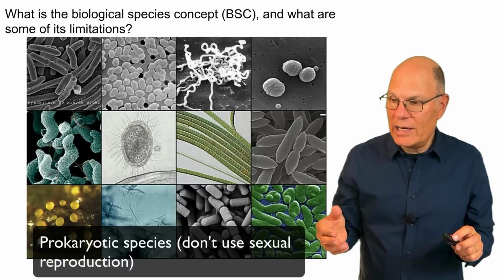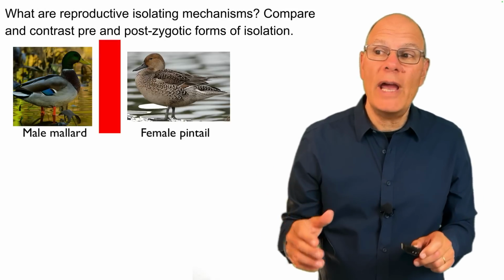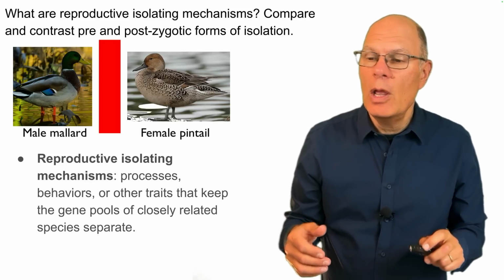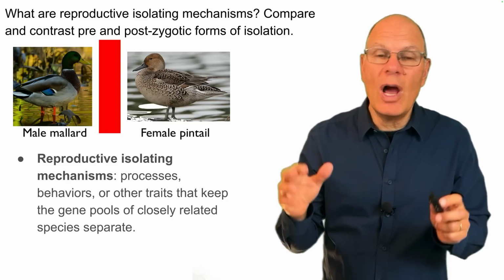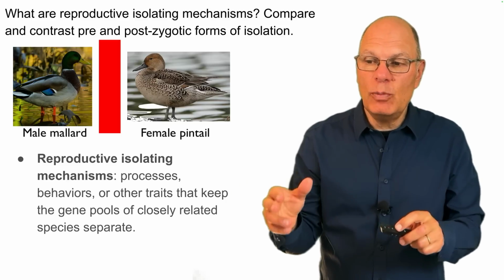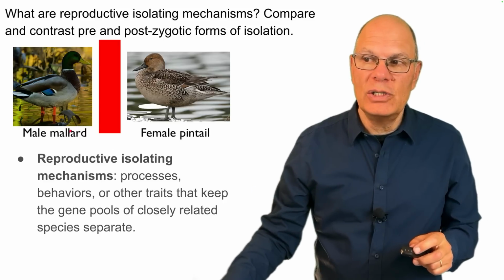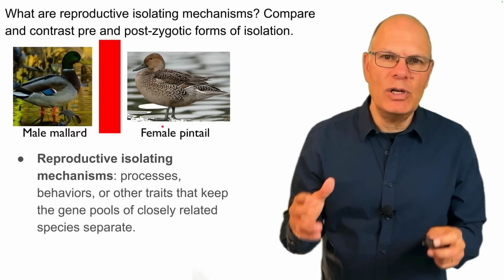and prokaryotic species. What are reproductive isolating mechanisms? Compare and contrast pre- and postzygotic forms of isolation. Reproductive isolating mechanisms are processes, behaviors, or other traits that keep the gene pools of closely related species separate. Mallards, pintails, they're both ducks. How do they maintain separate gene pools?